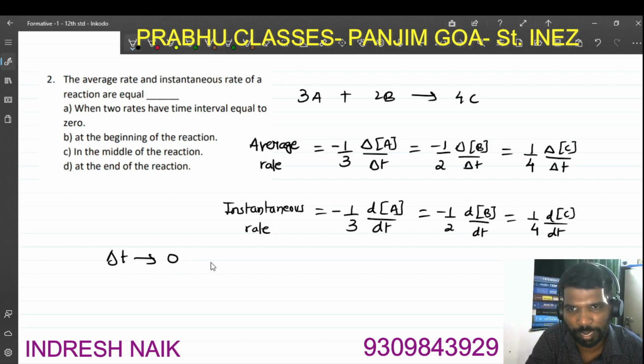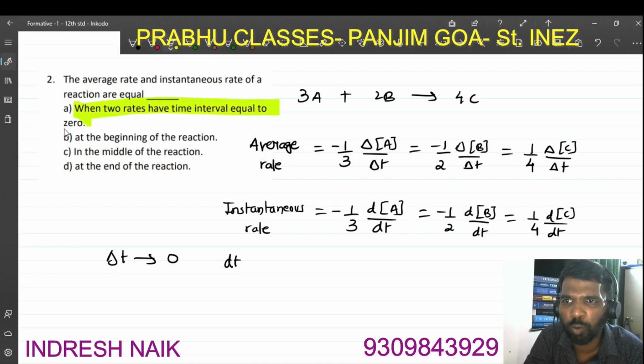When delta t is tending to 0, it is written as dt, and delta A is written as dA, right? That's the difference. So the answer for this is that when two rates have a time interval equal to 0, it means it is almost 0, tending to 0. It has not become 0, a very close value to 0. So the correct answer is option A over here.